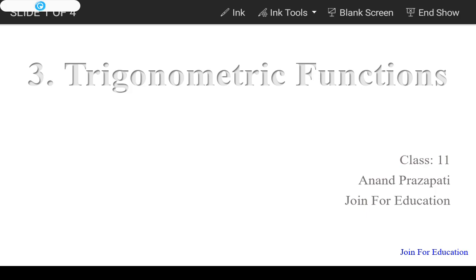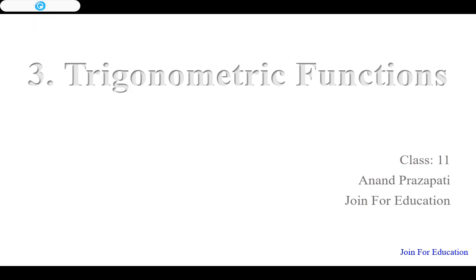In earlier classes, we have studied the trigonometric ratios of acute angles as ratios of the sides of a right angled triangle. We have also studied the trigonometric identities and the application of trigonometric ratios in solving problems related to heights and distances. In this chapter, we will generalize the concept of trigonometric ratios to trigonometric functions and study their properties. Let us start this chapter.